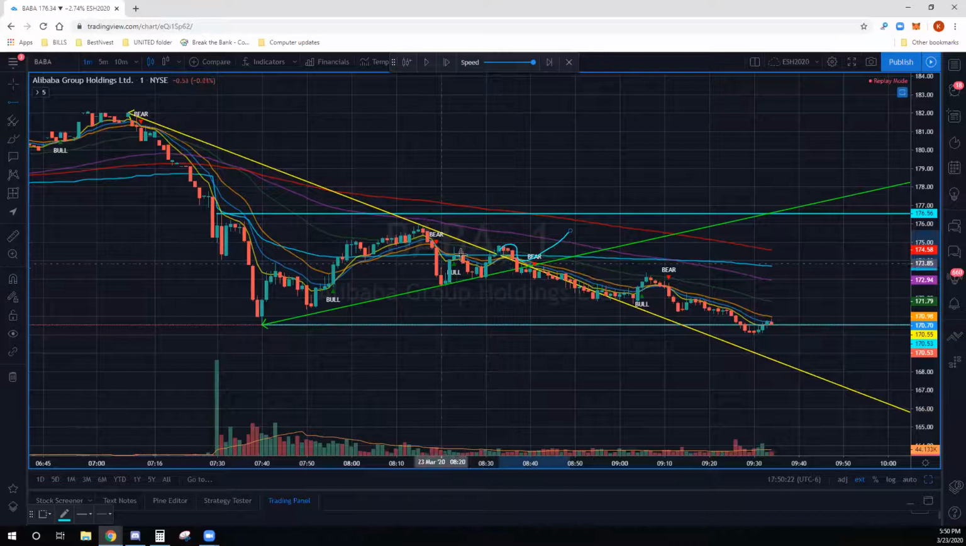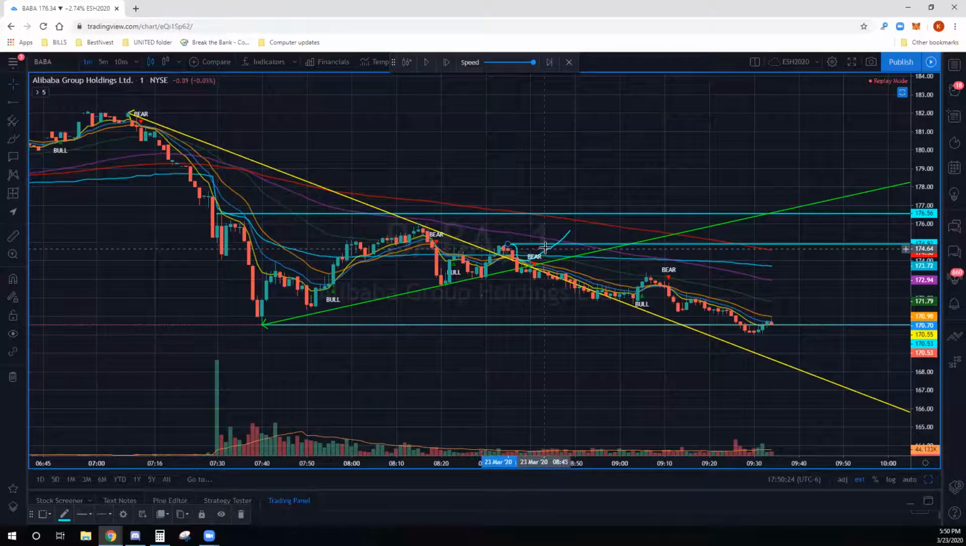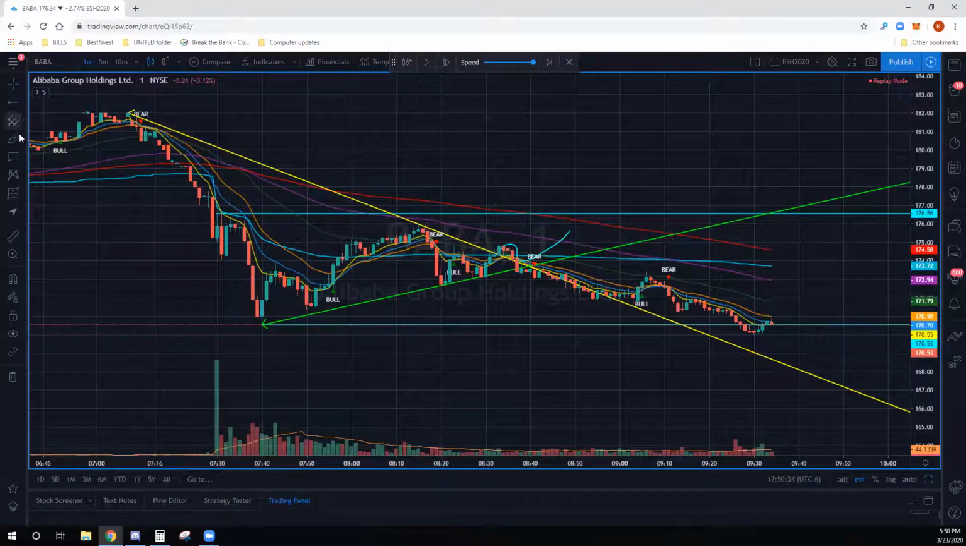See, if it broke out here, it can retest. You're looking for the breakup above the rejection, and then you're in here trading a nice call here. But obviously it didn't do that.